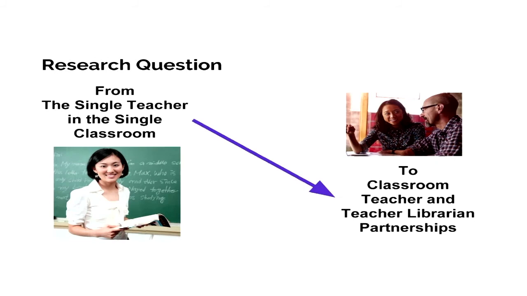So the research question is, suppose a classroom teacher teaches alone in the classroom, the isolated classroom. And we know that happens in most cases, but what if you combine the expertise of that classroom teacher with a second professional down the hall in the library Learning Commons? What actually starts to happen when there are two professionals working with kids?